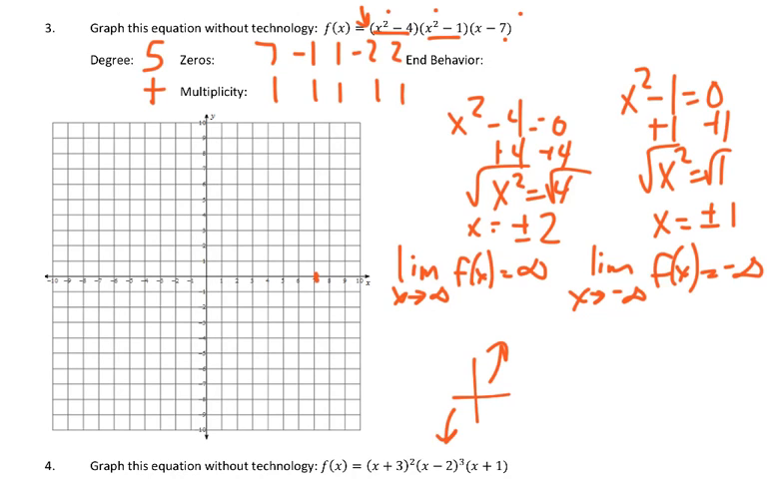So positive 7, positive 2, positive 1, negative 1, negative 2. And end behavior, as we go right, we go up. So from 7 we're going up. Then we cross. Then 2 will cross, then 1 will cross, negative 1 will cross, negative 2 will cross, leading us to our left end behavior, which is going down. So we're just kind of going to roller coaster it here. So we go down for a bit, then back up, then down, then up, then down. And it should look like that. Okay?